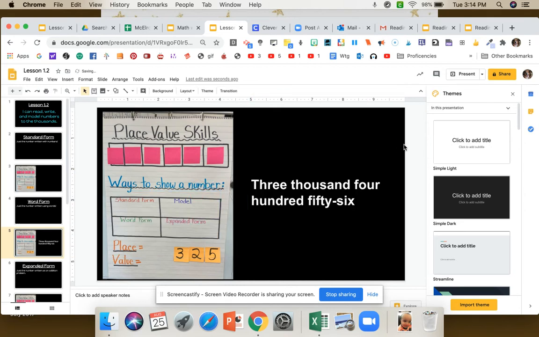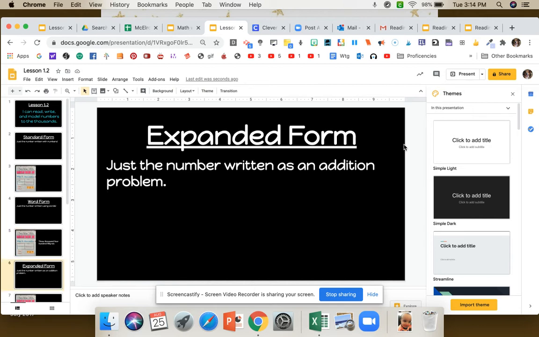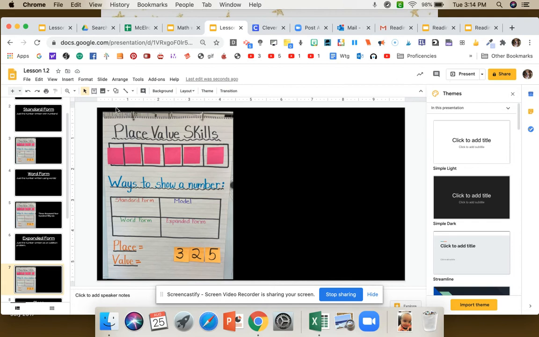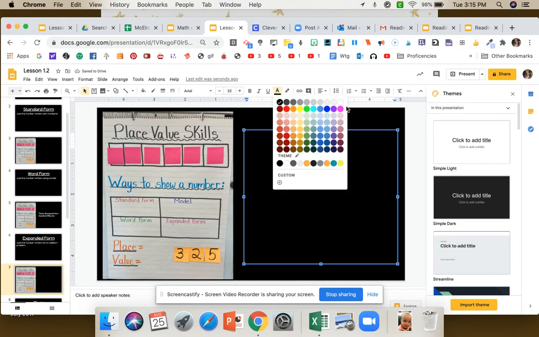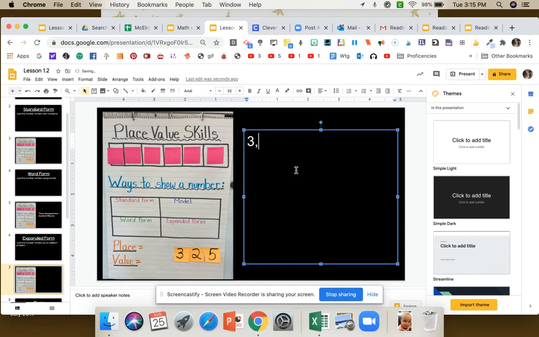Okay. So let's look at another way to write a number. Expanded form. So expanded form is written as an addition problem. And you're going to expand each place value. So if I had 3,456, so we can see it. Okay, so 3,456. There's standard form. Expanded form, I'm going to start with my biggest place.